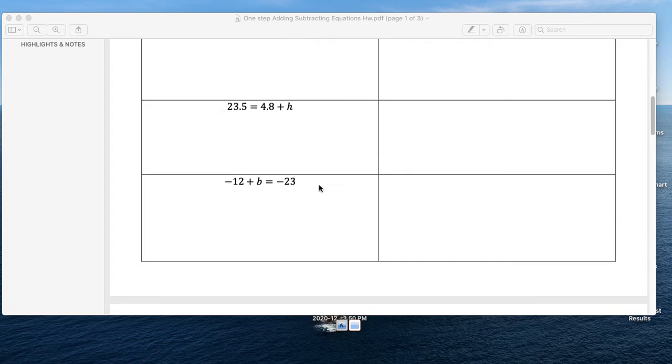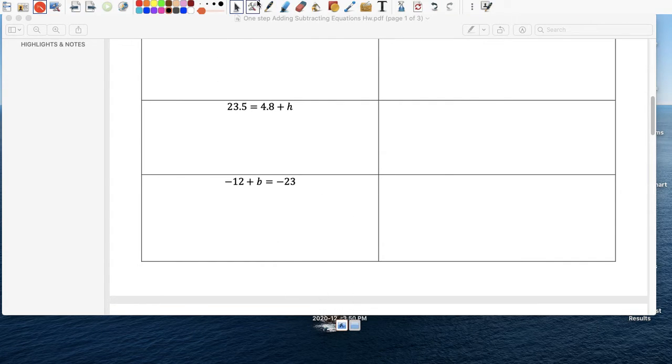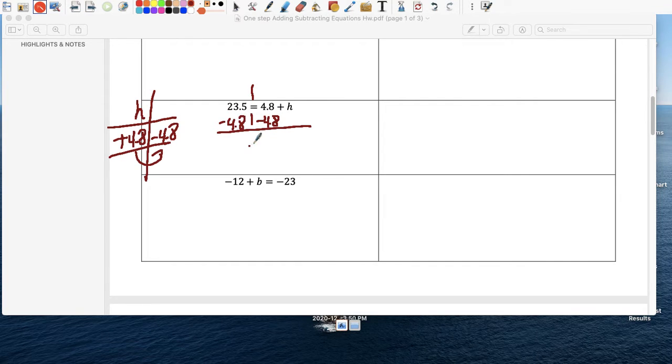All right, so next two. Variable h. What's happening to it? Somebody added 4.8 to it. So to undo that, we're going to subtract 4.8. Left and right side, minus 4.8, minus 4.8. Becomes 0, h comes down, 12 minus 4 is 8, 18.7.